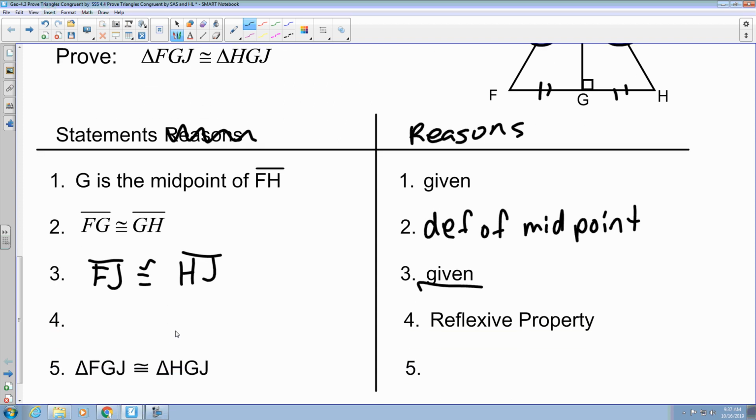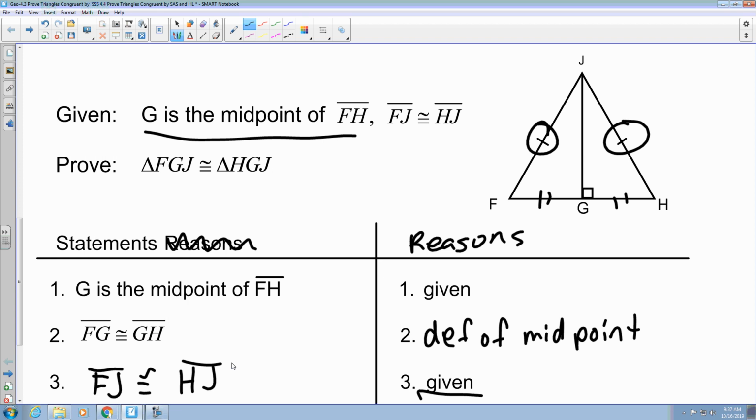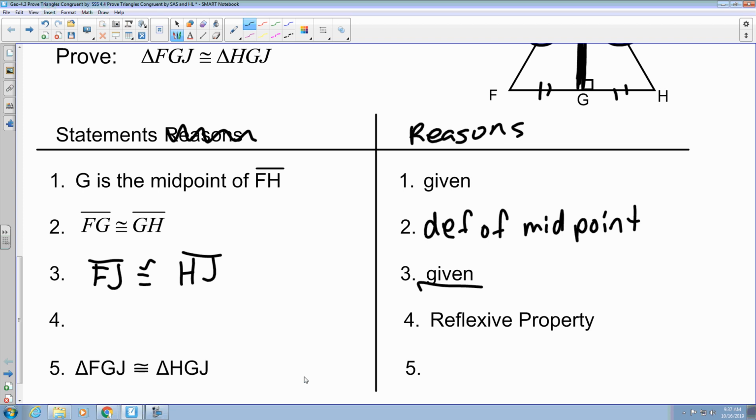Now, our fourth step is a statement that isn't given to us, but the reasoning is the reflexive property. So reflexive property, again, is something that is congruent to itself. And if you look here, both triangles share this line segment of GJ. So we could say GJ is congruent to GJ because of the reflexive property. That is the third congruent side that we needed. And so now we can say that triangle FGJ is congruent to triangle HGJ because of side, side, side congruency.